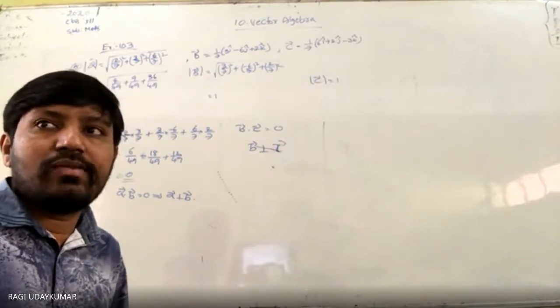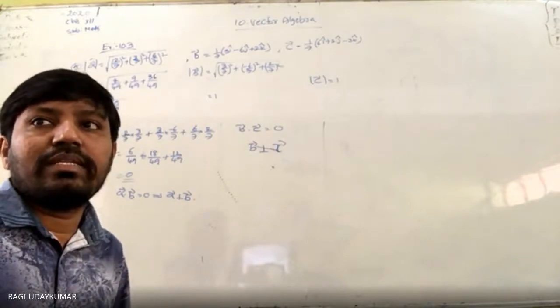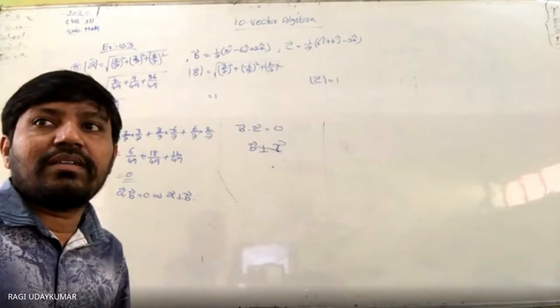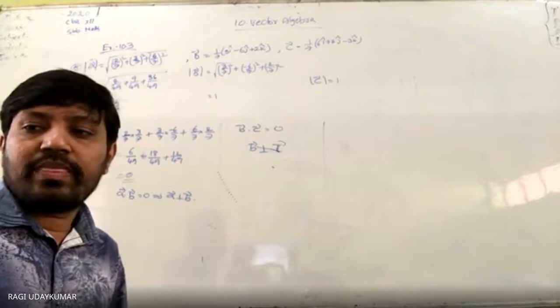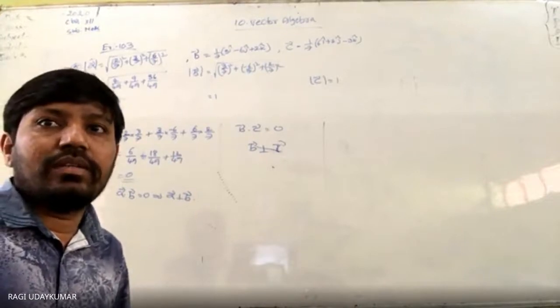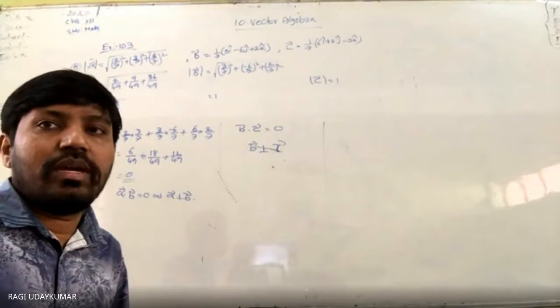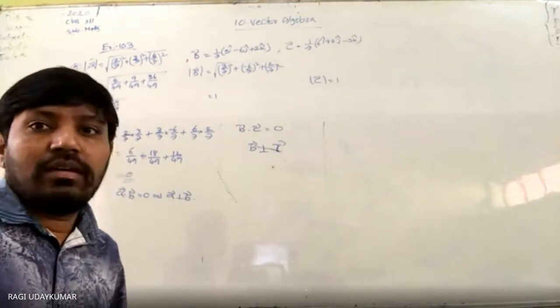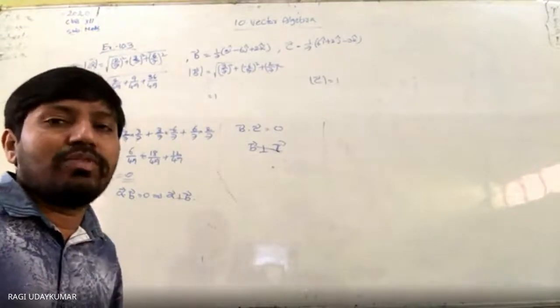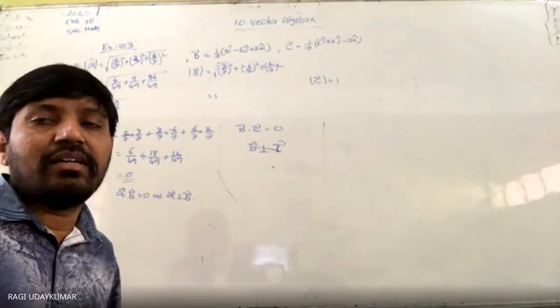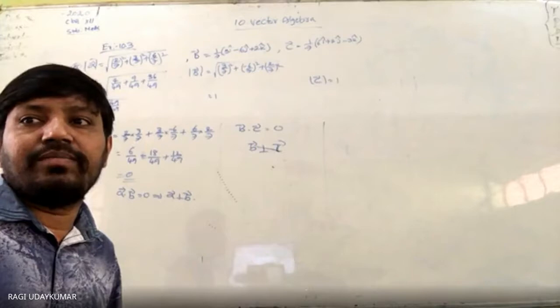If you are proving that the dot product is equal to 0, then you can say that the vectors are mutually perpendicular to each other. Okay? This is question number 5. So like this, the problems are not very complicated questions here. So let us see one by one.